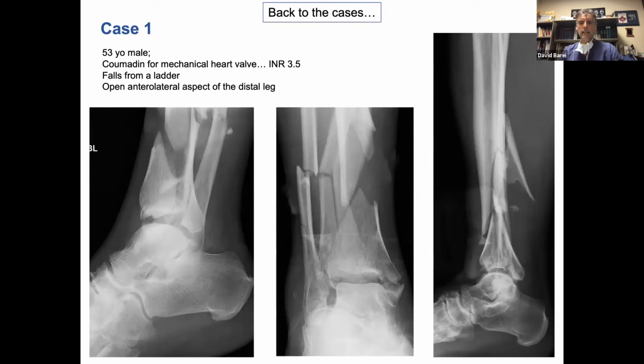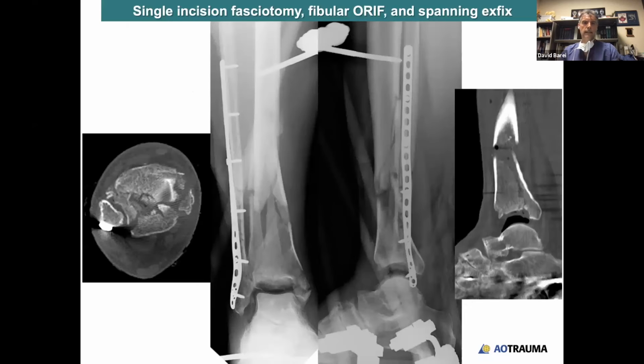So let's go back to the cases now. Here we have this 53-year-old guy with an INR of 3.5, and he falls from a ladder, and he's got an open intra-articular distal tibia fracture. He's got a relatively high fibula fracture, and he's got a lot of metaphyseal comminution. He's got a large amount of impaction in the anterior and central part of his plafond.